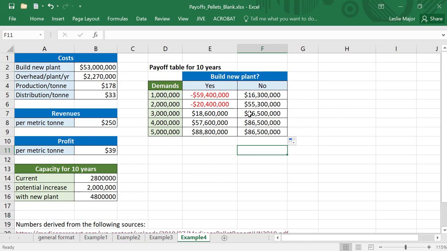We'll look further at these numbers and look at the different other calculations, the maxi-max, the maxi-min, the EMV, etc., in further videos.